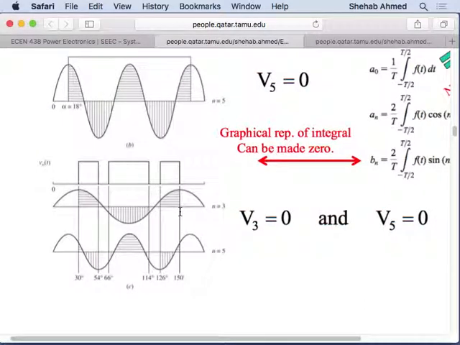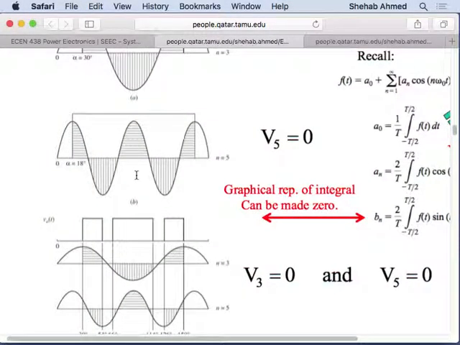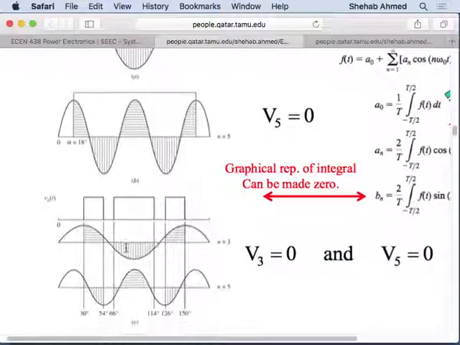Is everybody following or not? No? Are you following this? You following this? Okay.